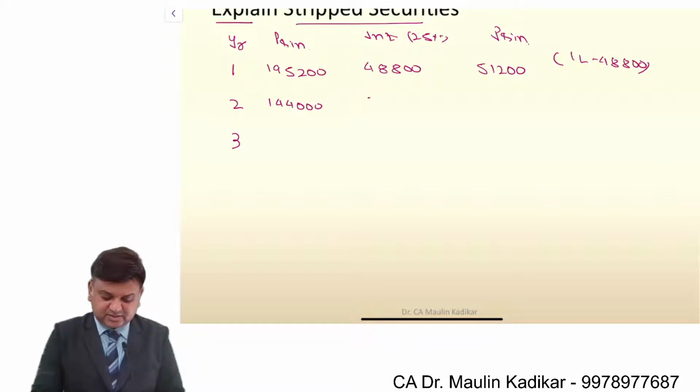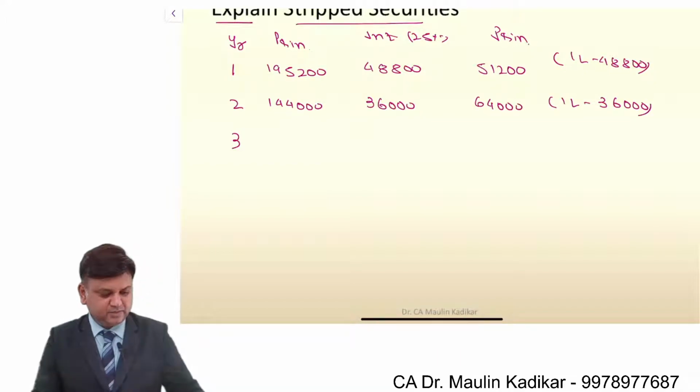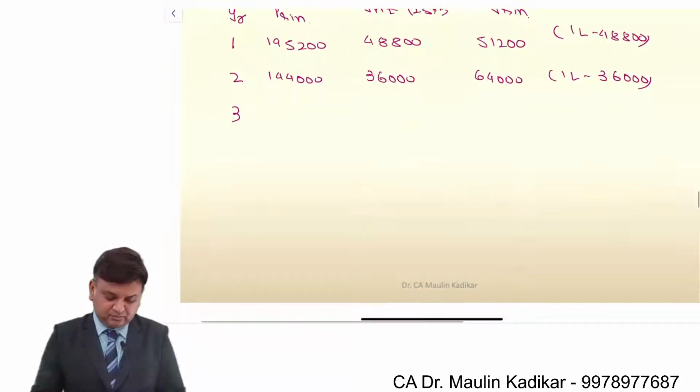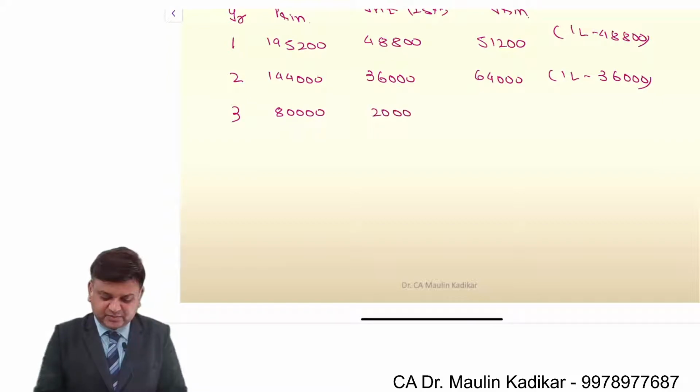Second year interest is 36,000. Again you make a payment of 1 lakh. So the principal adjusted is 64,000, which is deducted from 1,44,000. So the principal outstanding is 80,000. 25% of that is 20,000. The principal adjusted is 80,000, that is 1 lakh minus 20,000.